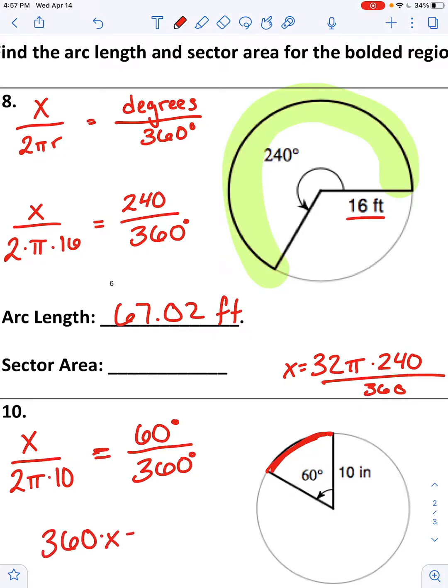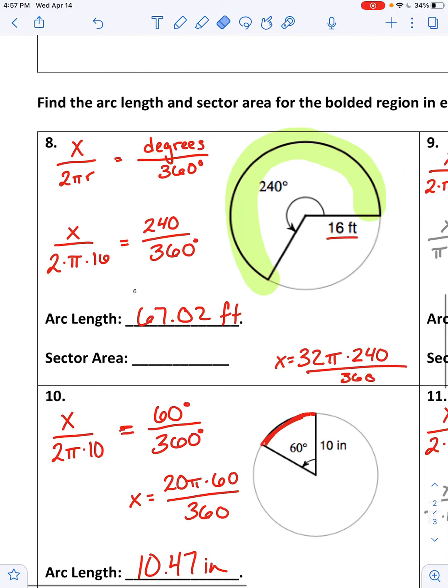360 times x equals 20 pi times 60. And I can divide both sides by 360 to reduce that left side, get the x by itself. And that would be, if I type that into a calculator, 20 pi times 60 over 360, which is 10.47.